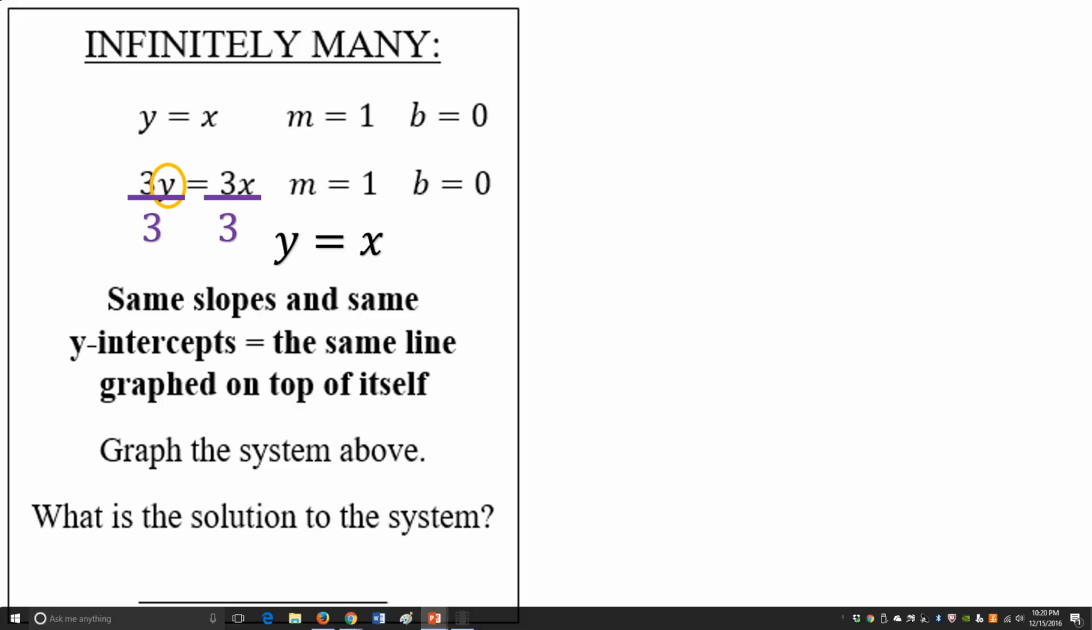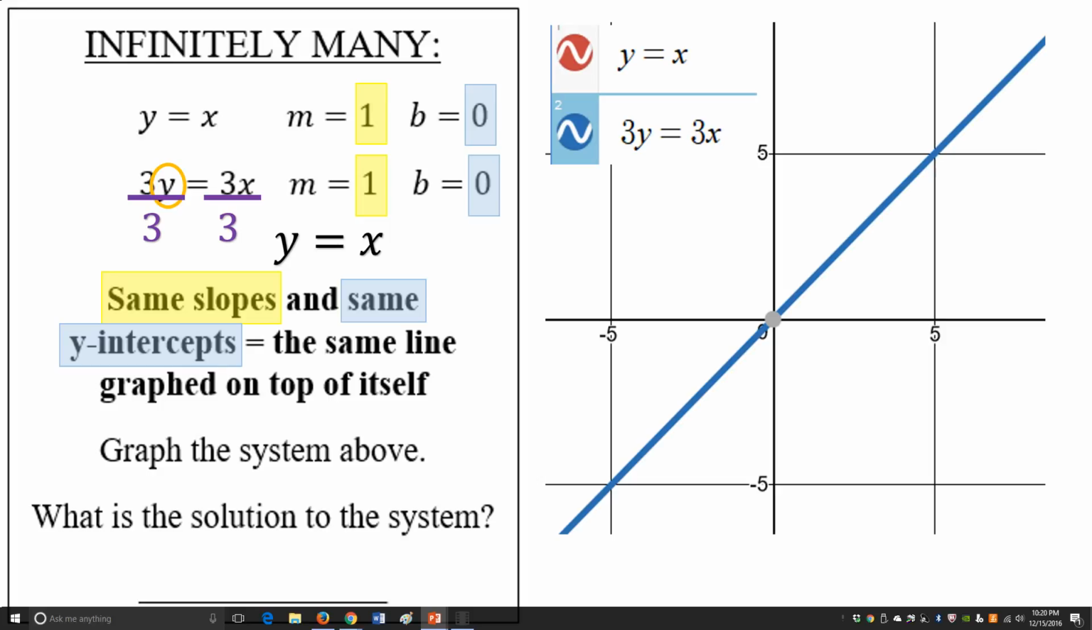Well, these are exactly the same line. If I had written the same line twice, it'd be very, very obvious, but we have to do one step to figure that out. So therefore, these are identical, and because they're identical, we're going to have the same line. So you could graph this one or just look. It's going to be the line on top of itself.